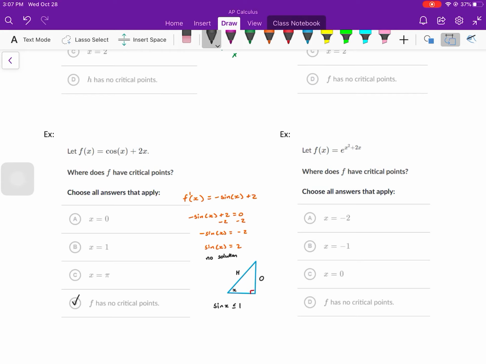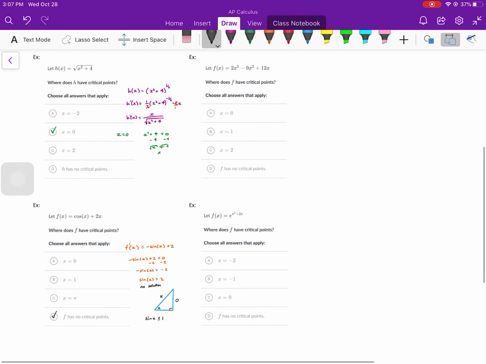And that's the idea. You just want to find out where the derivative is 0 or where it is undefined. You can have multiple critical points, and that's the idea of the critical points.